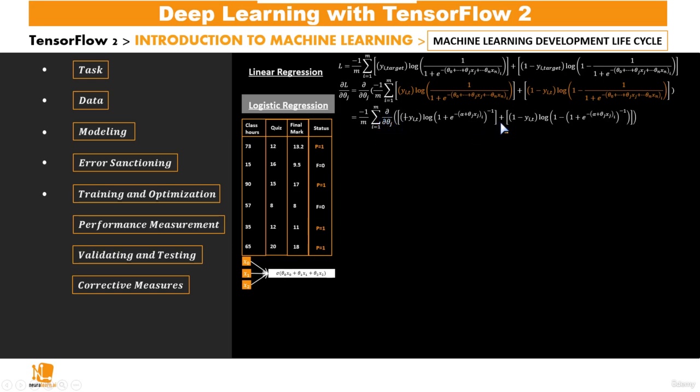of this plus this. Now notice that we've replaced y i predicted with 1 divided by 1 plus e to the negative theta 0 x0 up to theta n xn, and that's because we're applying the sigmoid function on the sum. And we've seen previously the definition of the sigmoid function.